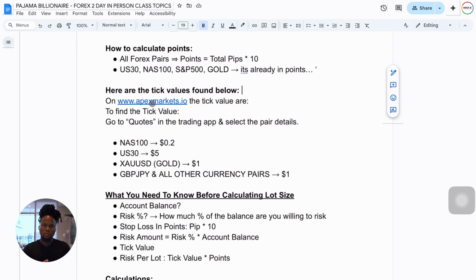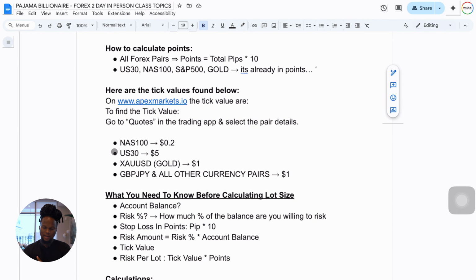Now, the trading platform that we actually use. If you're using ProTraders Fund, it's going to use a trading platform that it connects to, which is Apex Capital Markets. On that, you go to quotes, and you're able to get the tick value by clicking the details. Just long press on the pair you're looking at, and you're going to get the tick value after you click details.